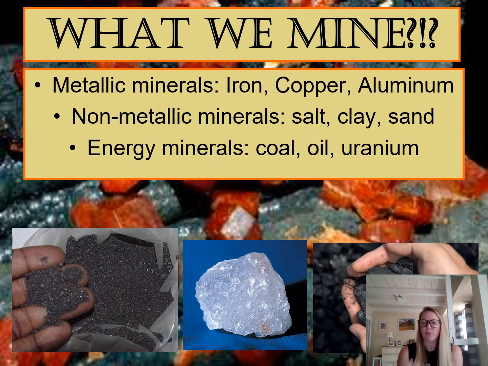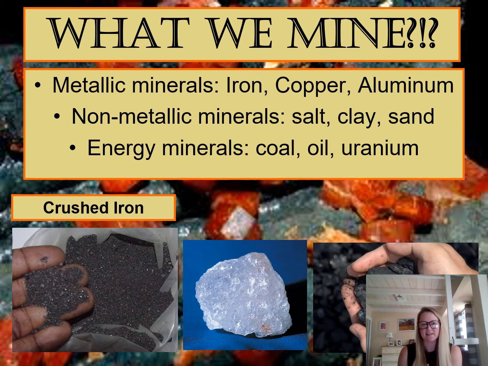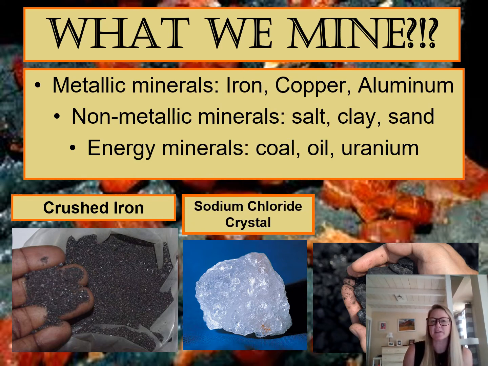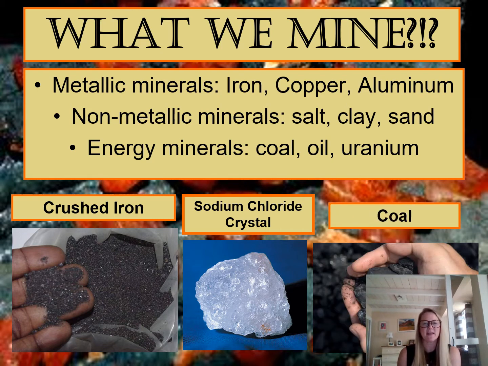So what are the three most common things that we mine? Well, we can separate them into categories. First of all, we have the metallics. These include things like iron and copper and aluminum. Secondly, we have the non-metallic minerals, so things that are not in the metal category of the periodic table, like salt and clay and sand for our beaches. And then lastly, we do mine things for our energy resources, like coal and uranium and even oil, which we mine from the ground.